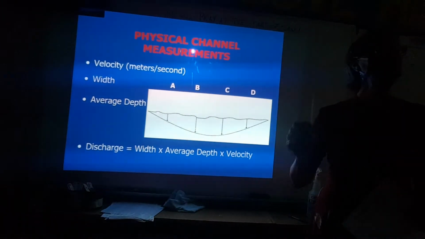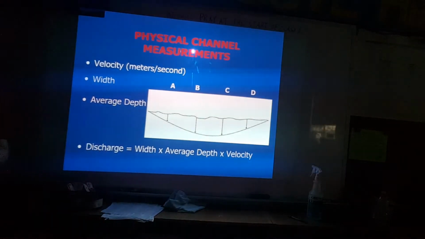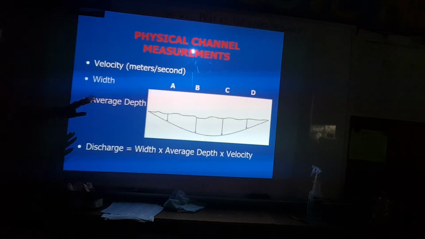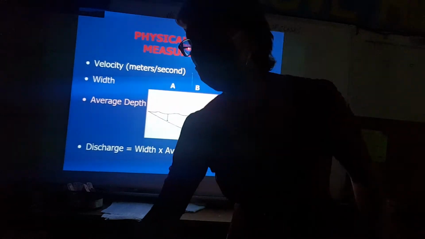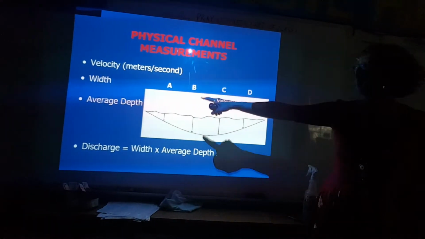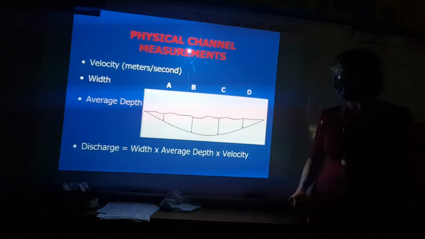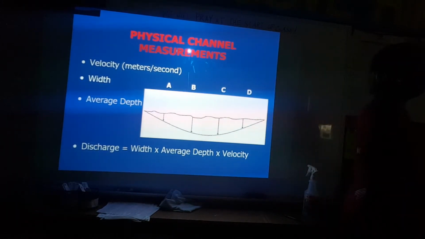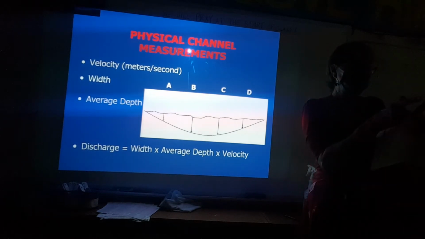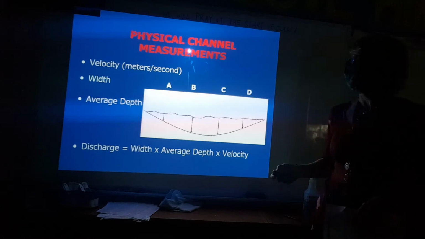All right, so we're going to start out with the physical channel measurements. These are things like velocity, and velocity is how fast water moves, the width of the river, how wide it is, the average depth of the width of the river, and the discharge. That is how much water is passing through this much space per second. If you're a hydrologist, you would figure that out.